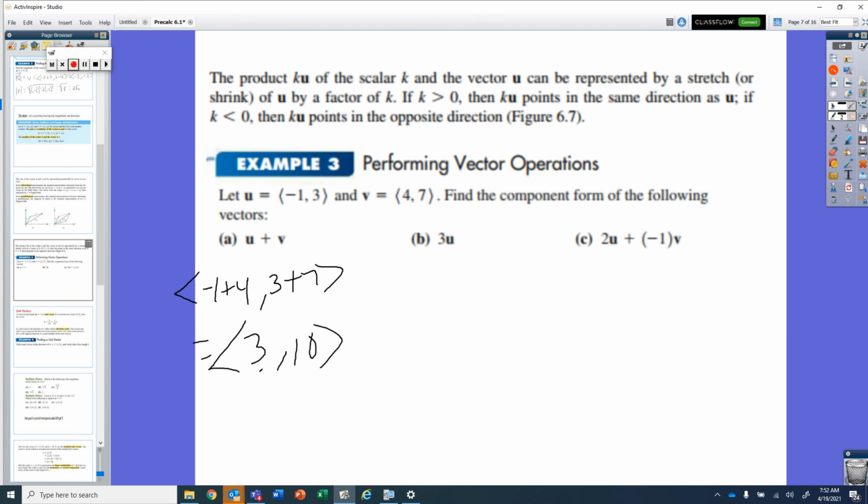Where it says 3u, that's a scalar, so 3 represents a scalar being multiplied by a vector, -1, 3. Just like the distributive property, we get -3, 9. So all we did really right there was we kept the direction the same, but we enlarged the size of the vector. We enlarged the magnitude of the vector there. I challenge you to go ahead and do part C on your own.